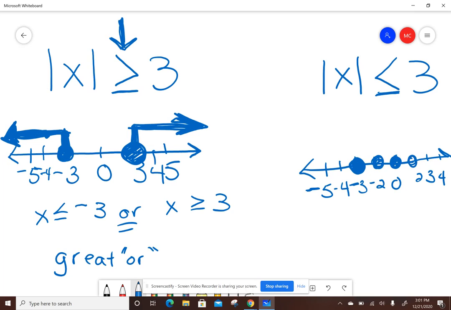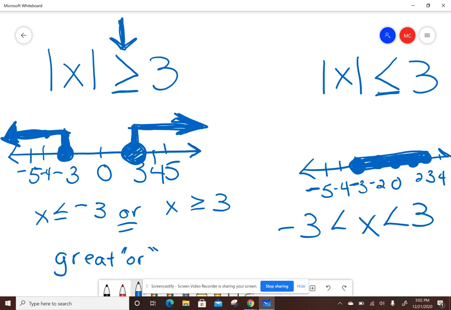Is 2 less than 3? Yeah, that works. Is 3 less than 3? Yeah, that works. Is 4 less than 3? No. So it appears as if all of the numbers in between negative 3 and 3 work.